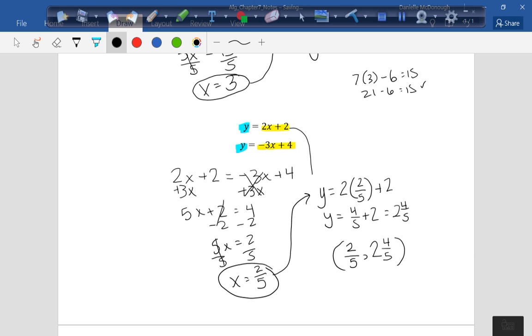If I put 2/5 in for x into this first equation, I should get 2 and 4/5 is equal to 2 times 2/5 plus 2, which would be true because this would be 4/5 plus 2. But if I look at the second one, it would be 2 and 4/5 is equal to negative 3 times 2/5 plus 4. When I solve this one, I know this is kind of crowded here, this is equal to negative 6/5 plus 4, which would equal 2 and 4/5. So it works out. You can always double check your work to make sure that you did it correctly.